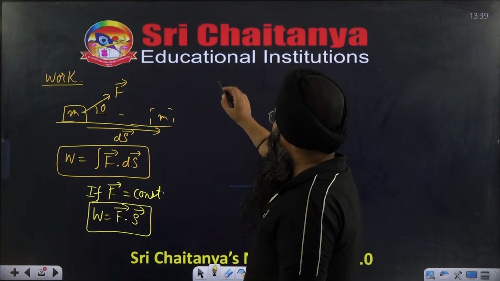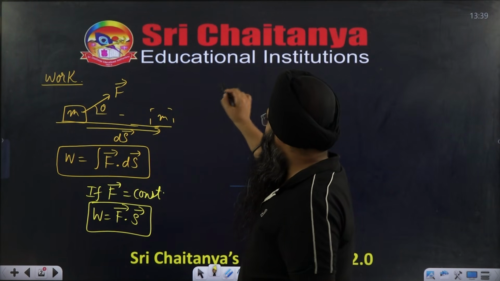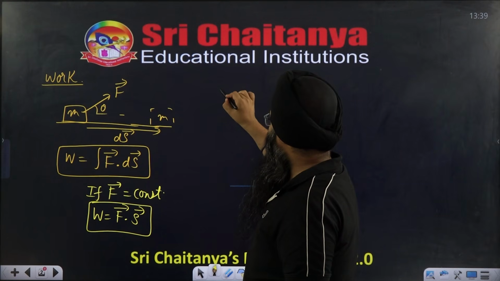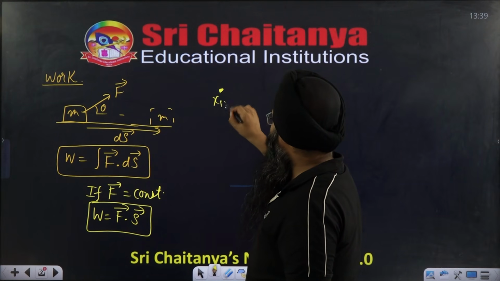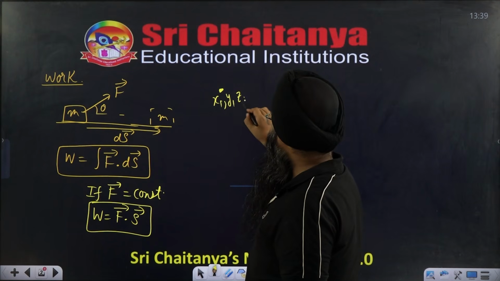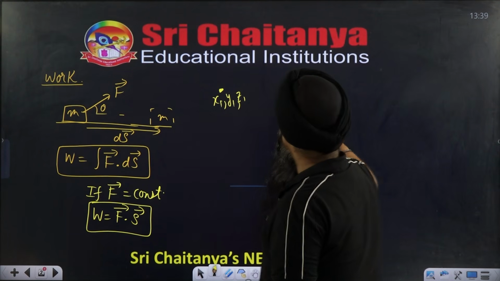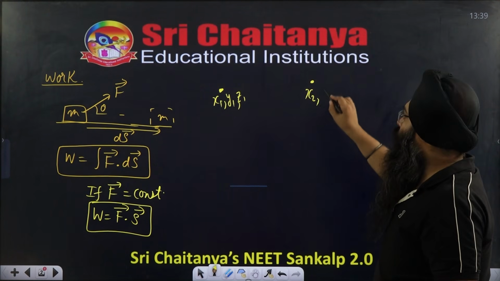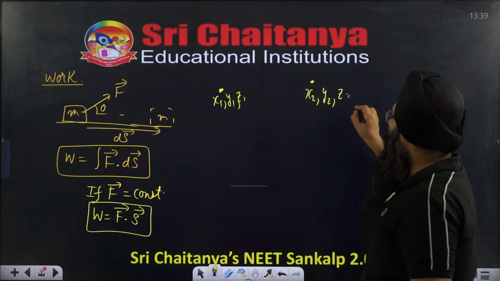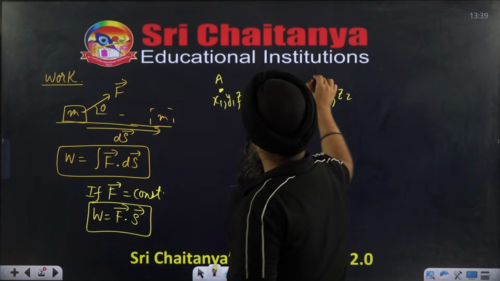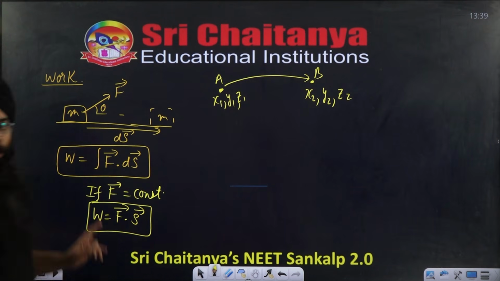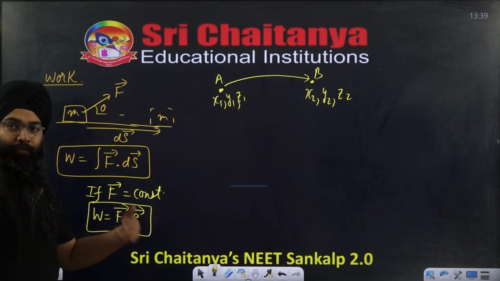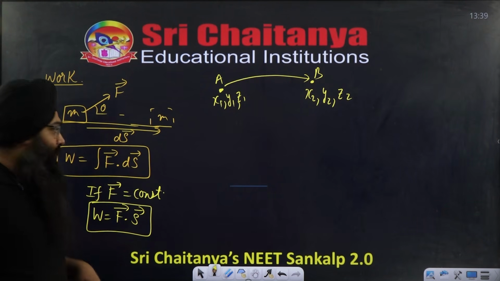Now one more thing. Suppose your particle is displaced from an initial position whose coordinates are given as x1, y1, z1, to a final position whose coordinates are given as x2, y2, z2. So you are going from point A to point B under the application of a constant force. Right now I am discussing constant force only. After that we will take the variable force case also.